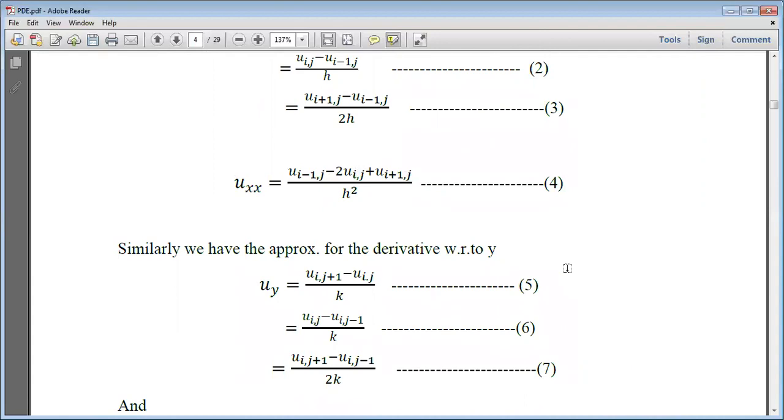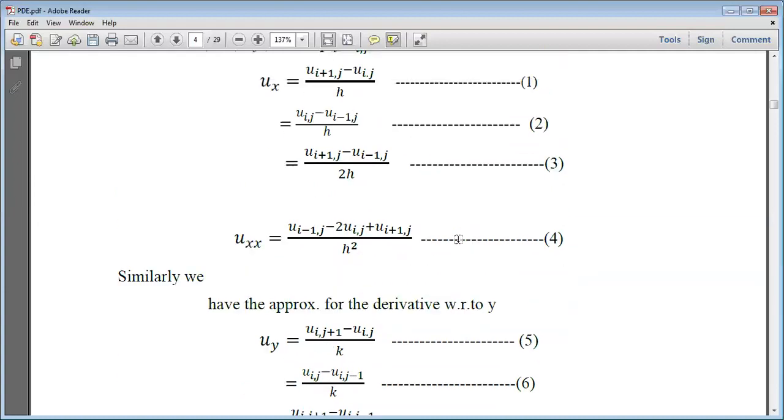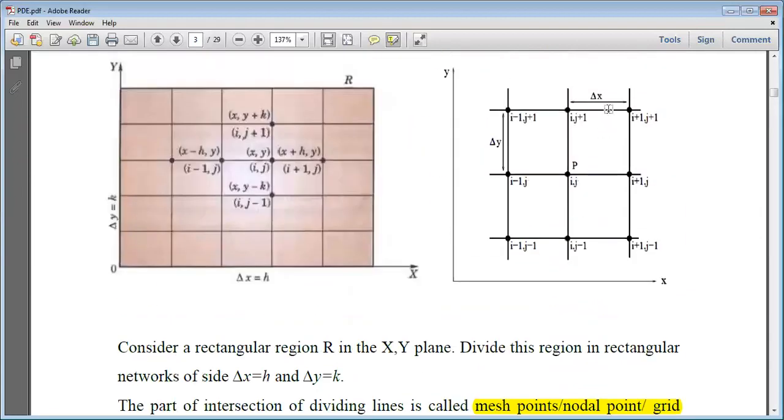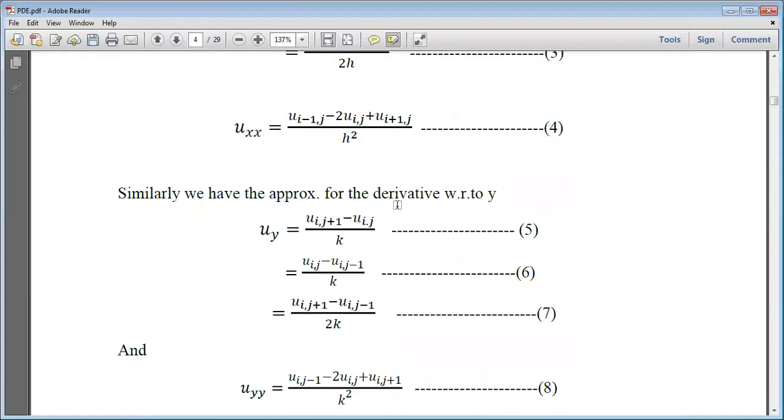Similarly, we can have the replacement for the partial derivative in the direction of y, or with respect to y. That is ∂u/∂y, or u_y, can be written as [u(i, j+1) − u(i, j)]/k. Here, u at (i, j+1) minus u at (i, j), divided by this grid size, or the step size, that is Δy, that is k, in the direction of y. So we can have the relations for ∂u/∂y, equations number 5, 6, 7.